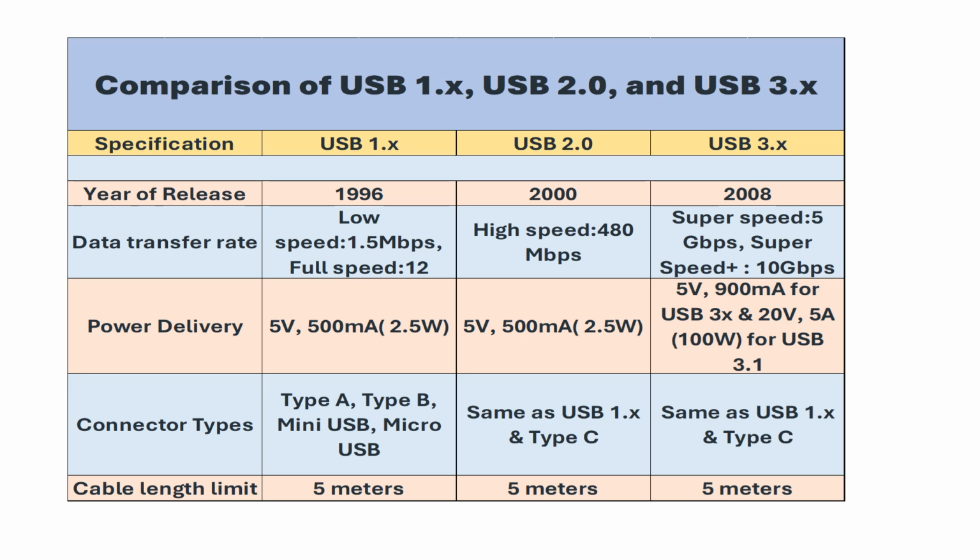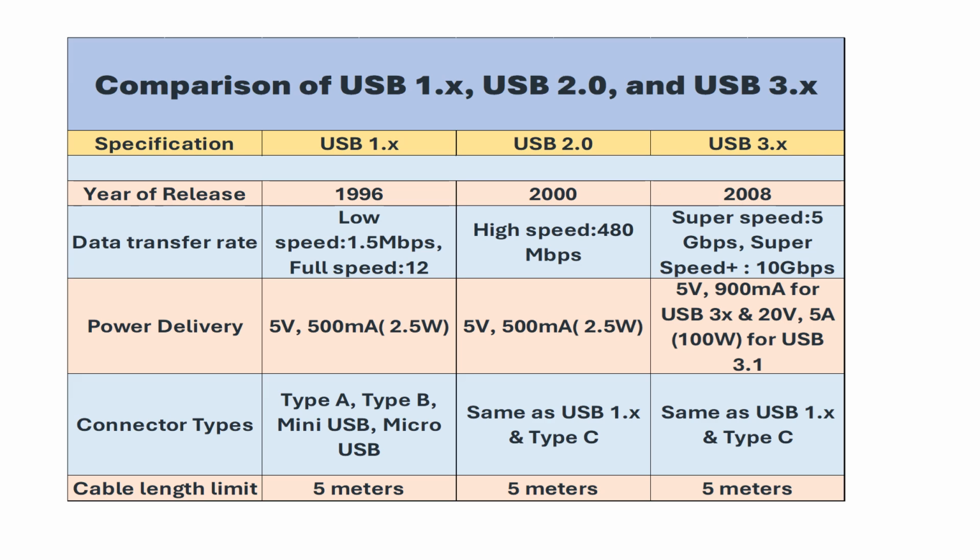Now let us understand the comparison of USB 1, 2 and 3. Based on the year of release, USB 1 series was released in 1996, USB 2 in 2000 and USB 3 in 2008. Let us see the data transfer speeds. USB 1 has two types. Low speed is 1.5 and full speed is 12 Mbps. In USB 2 it is 480 Mbps and USB 3 is 5 Gbps for super speed and super speed plus is 10 Gbps.